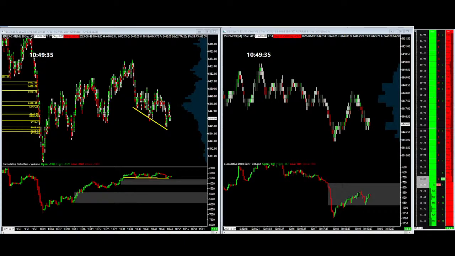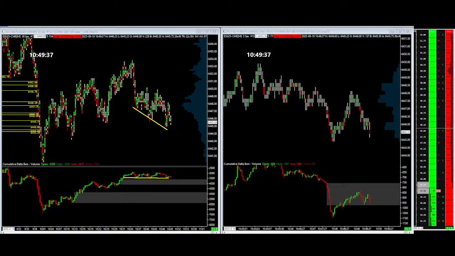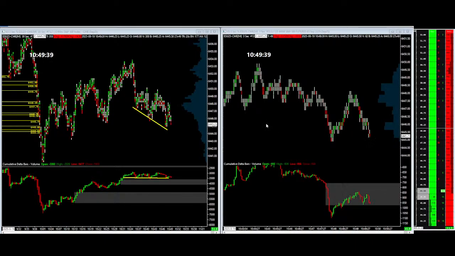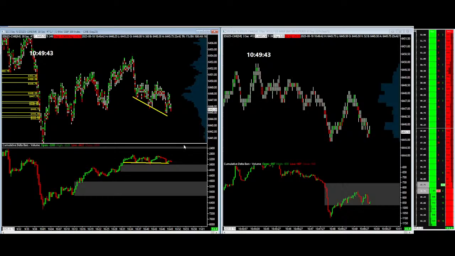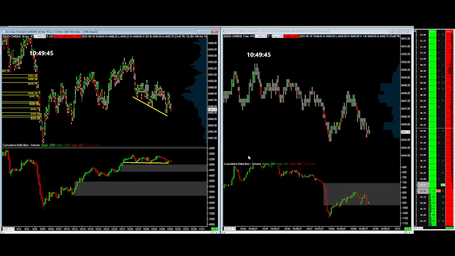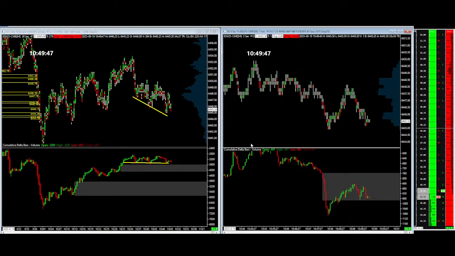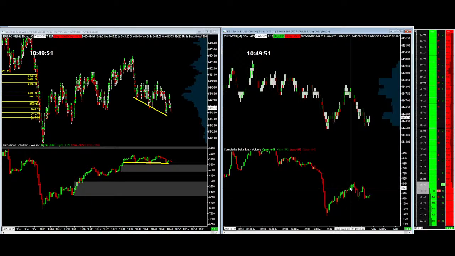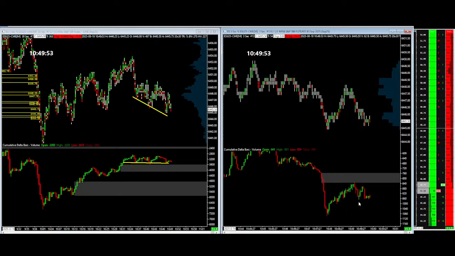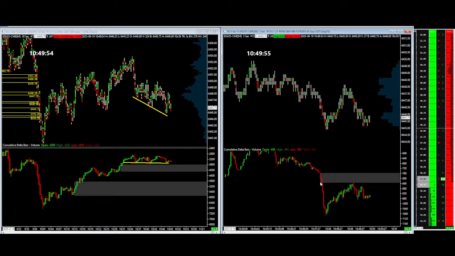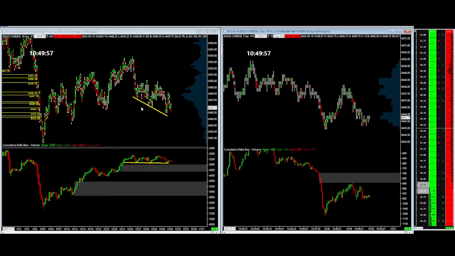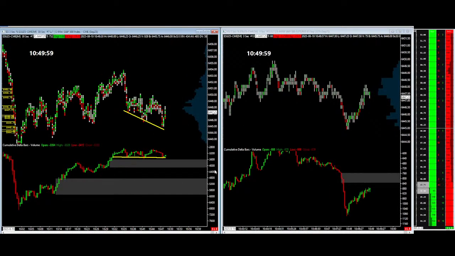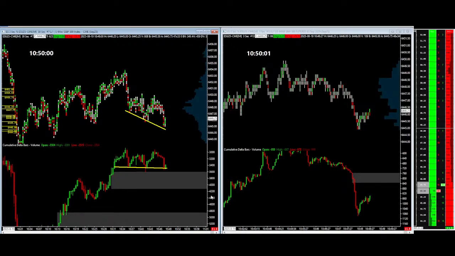Now, make your delta like the same. Grab the side of the delta chart. There you go. Make it go higher, like where it's kind of equal on both. So on your 30-second, zoom in on the delta, make it a bit taller. There you go.